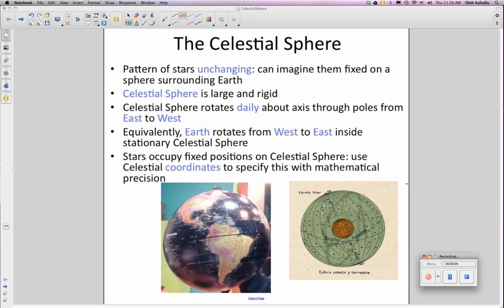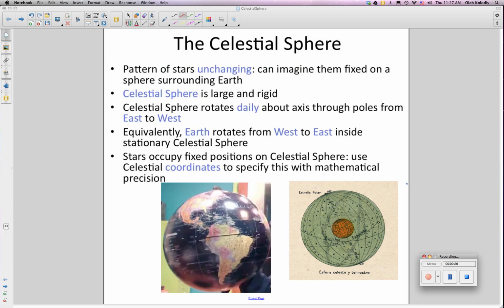From our observation of the sky, we see that the stars are fixed in position. They maintain their pattern and position because they are very far away, so they appear to be in a fixed position. They also appear to rotate around us east to west.